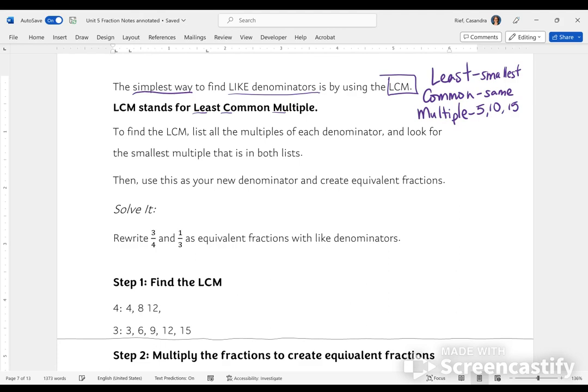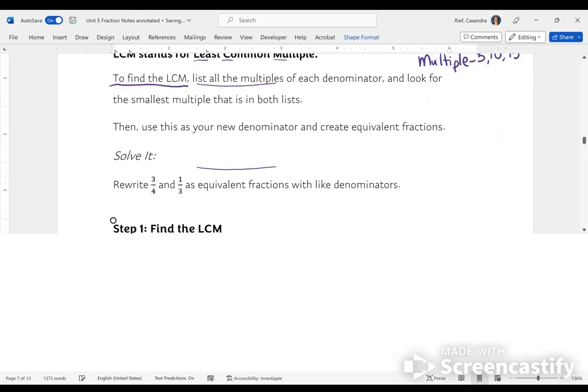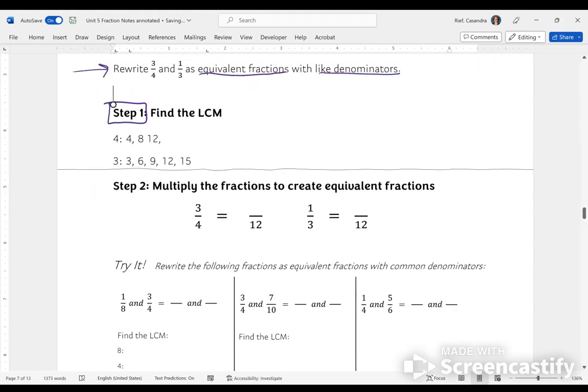So when we try to find the least common multiple, we're looking for the number that's the smallest that they have in common. To find the LCM, you're going to list all the multiples of each denominator and look for the smallest multiple that is in both lists. Let me show you what I mean. For example, rewrite 3/4 and 1/3 as equivalent fractions with like denominators. In other words, I have to find a way to write 3/4 and 1/3 using the same denominator. Step 1 is to find the LCM, the least common multiple.